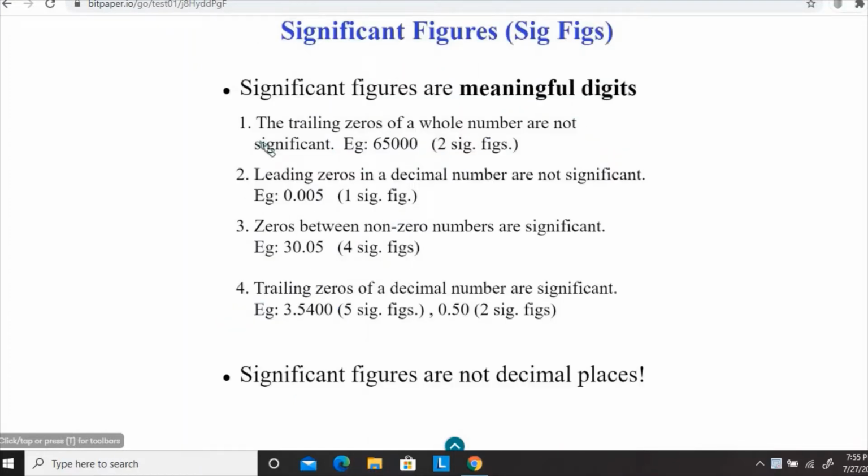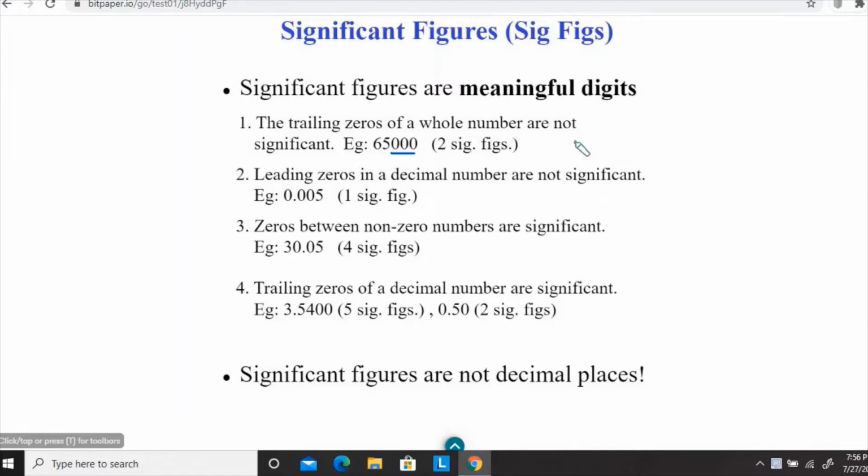Now let's look at significant figures. Remember that significant figures are meaningful digits, that are digits that we can measure with certainty. There are basically 4 rules that you need to know when working with significant figures. The first rule is trailing zeros of a whole number are not significant. So here you have an example, 65,000. The trailing zeros are not significant. Only the digits 6 and 5 are significant. As a result, this number has 2 sig figs.